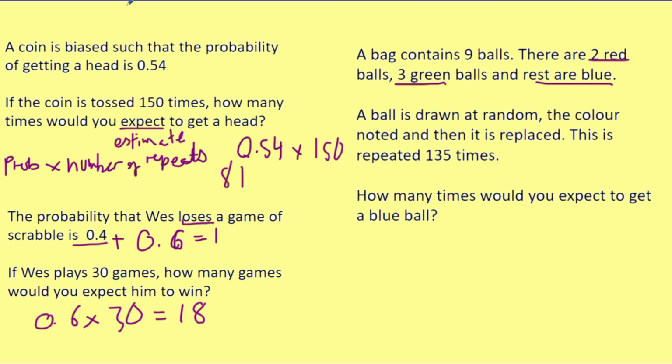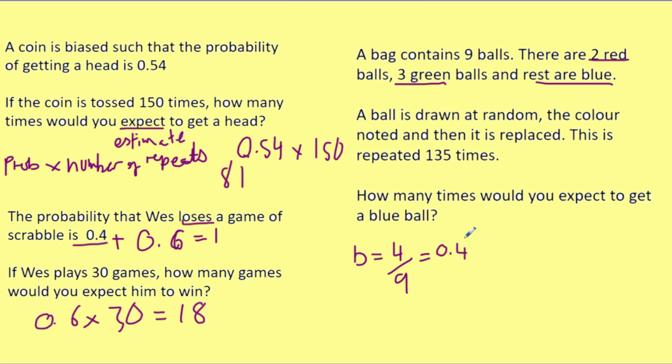So the first thing we have to do is get that probability. We have to work out what the probability of getting a blue ball is. So there's 9, take off the 2 red, that's 7, and the 3 green leaves us with 4 blue balls. So blue is 4 out of 9. Okay, let's quickly make that into a decimal. 4 divided by 9 is 0.4. Oh, but be careful.